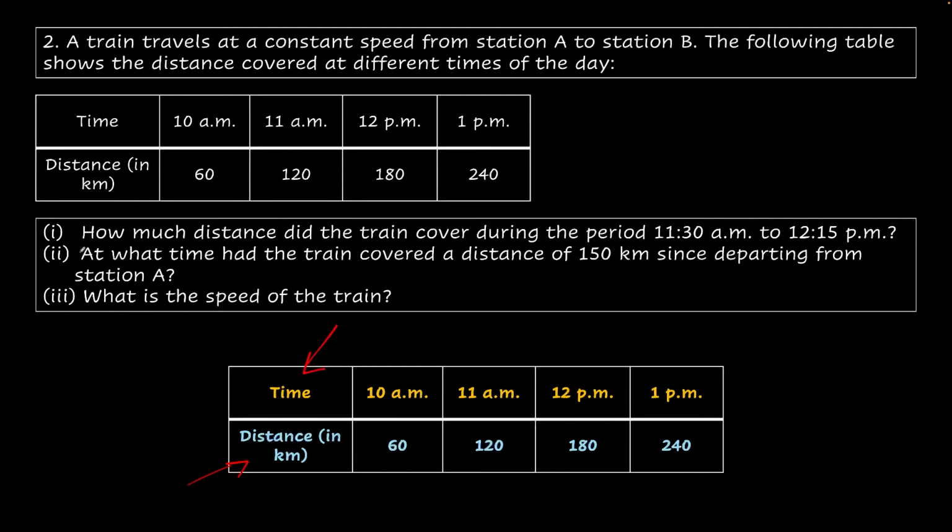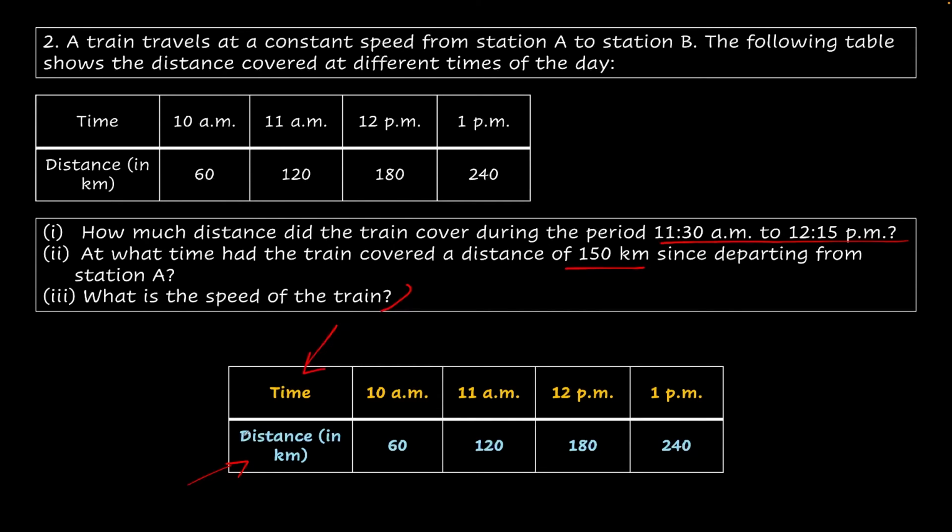Perfect. Now, what do we need to find? First, how much distance did the train cover during the period 11:30 to 12:15? Next, at what time had the train covered a distance of 150 kilometers since departing from station A? And what is the speed of the train? Let's start by plotting the graph.